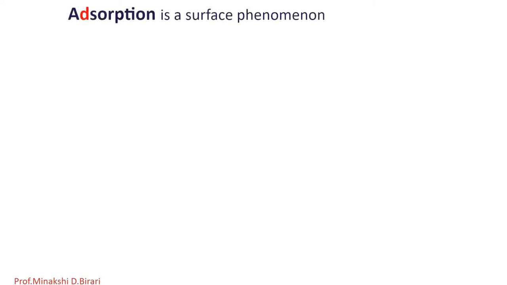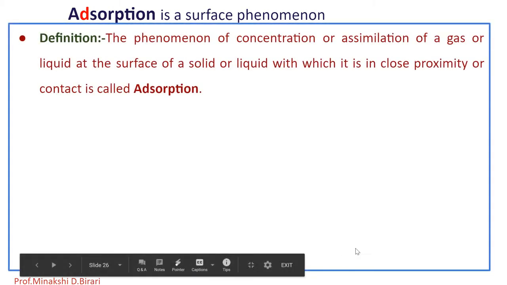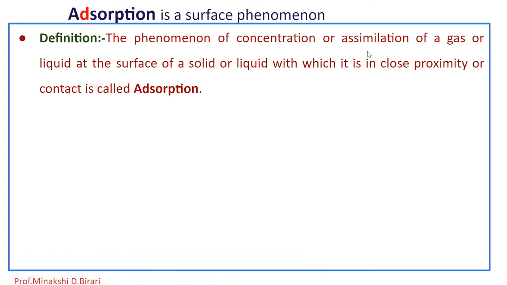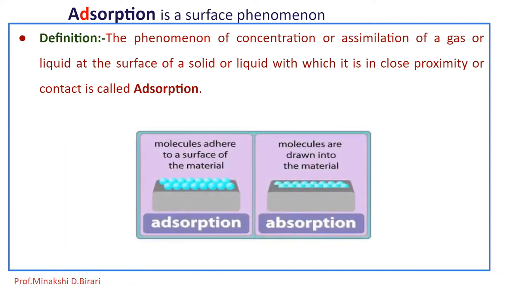We know that adsorption is a surface phenomenon. The phenomenon of concentration or assimilation of a gas or liquid at the surface of a solid or liquid with which it is in close proximity or contact is called adsorption, or the phenomenon of accumulation or concentration of molecules on the surface of a liquid or gas on a solid surface is also called adsorption. In adsorption, molecules adhere to the surface of the material, whereas in absorption, molecules are drawn into the material. So, the accumulation or concentration of molecules on the surface is known as adsorption. Already we have studied the difference between adsorption and absorption.